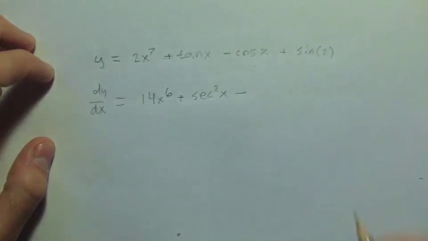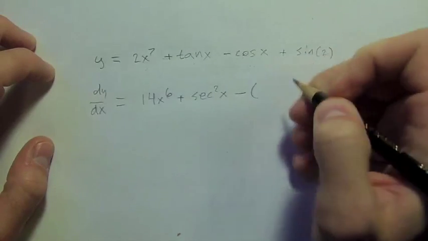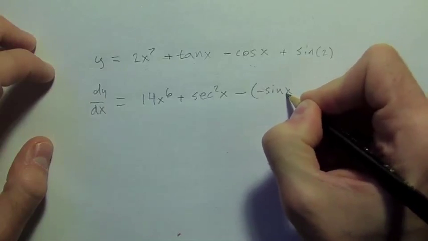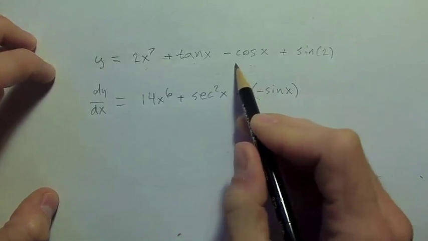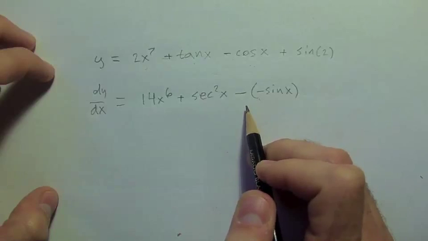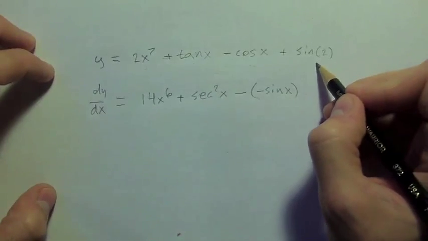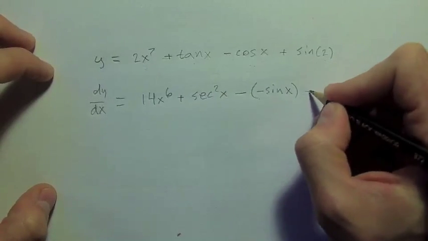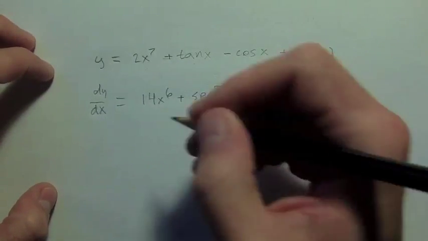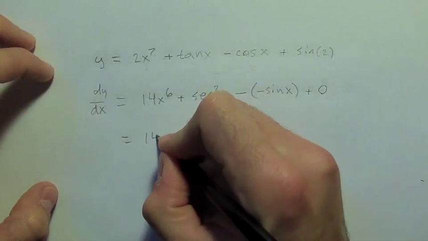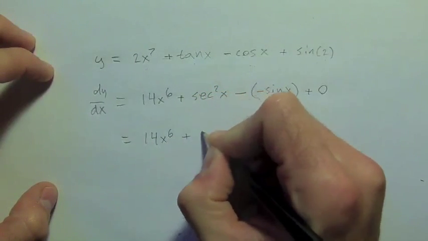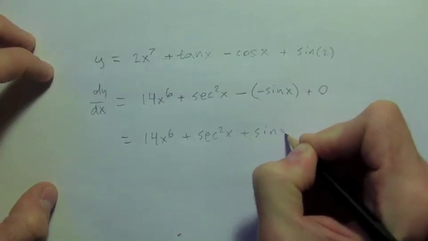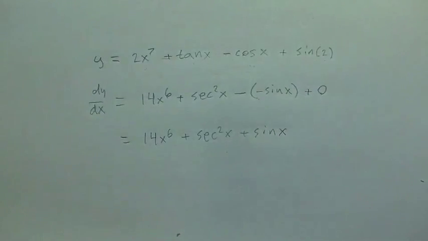Minus, now what's the derivative of cosine? It's negative sine x. Now, of course, you don't have to write this step, but be careful. If you have negative cosine, you'll end up getting a positive sine. And then what about sine of 2? Sine of 2 is just a constant, so that comes out to be 0. So our answer is 14x to the 6th plus secant squared x plus sine x. And we're finished.